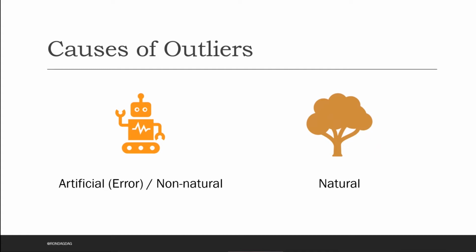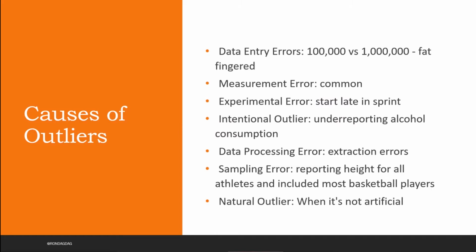Of course, another one is natural. Artificial, so what causes it? Could be a data entry error. When you fat fingered something from 100,000 to a million in your data, yeah, that is a data entry error. Measurement error, maybe the meters versus, you know, depending on how you measure it, it could be Celsius versus Fahrenheit, that kind of thing, right?